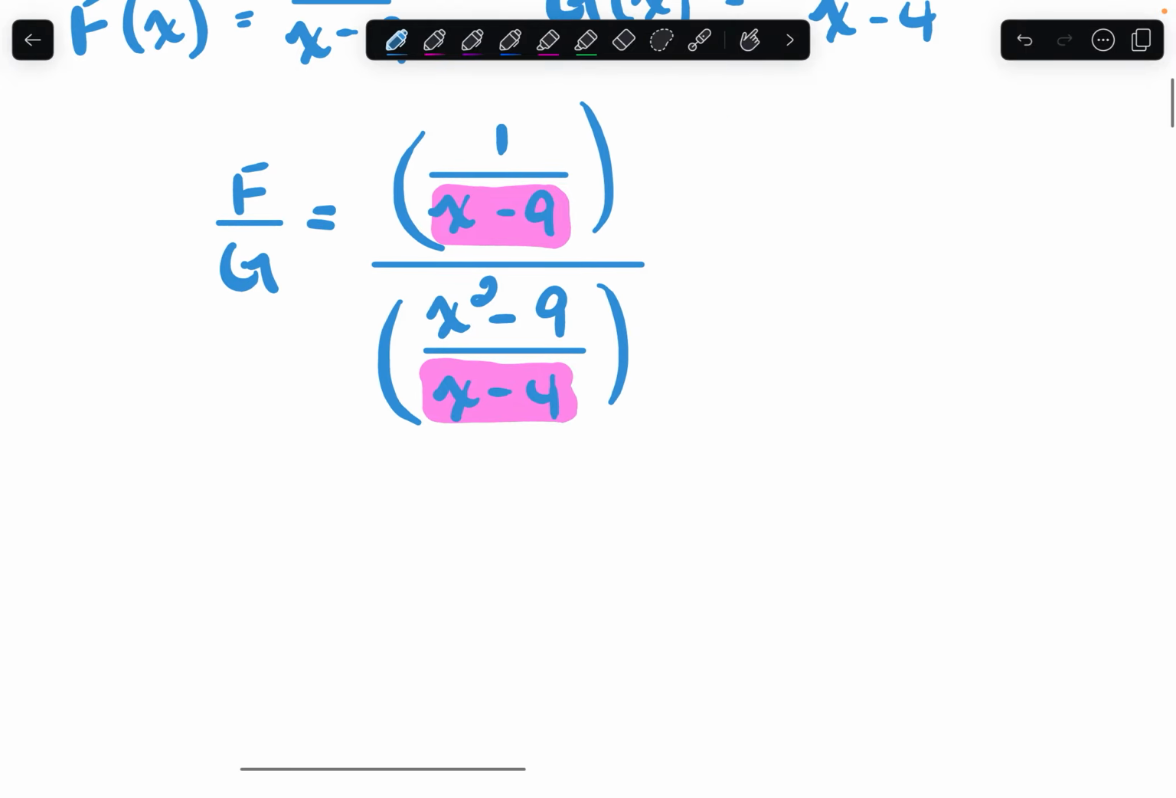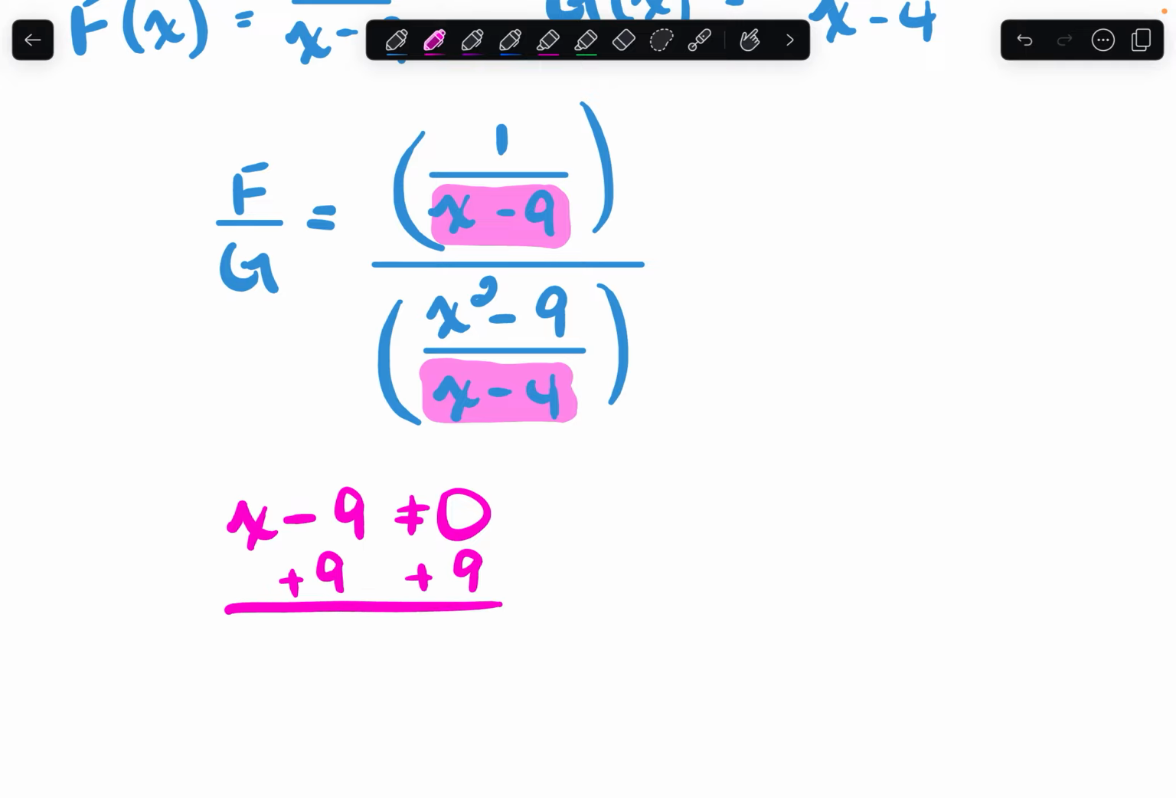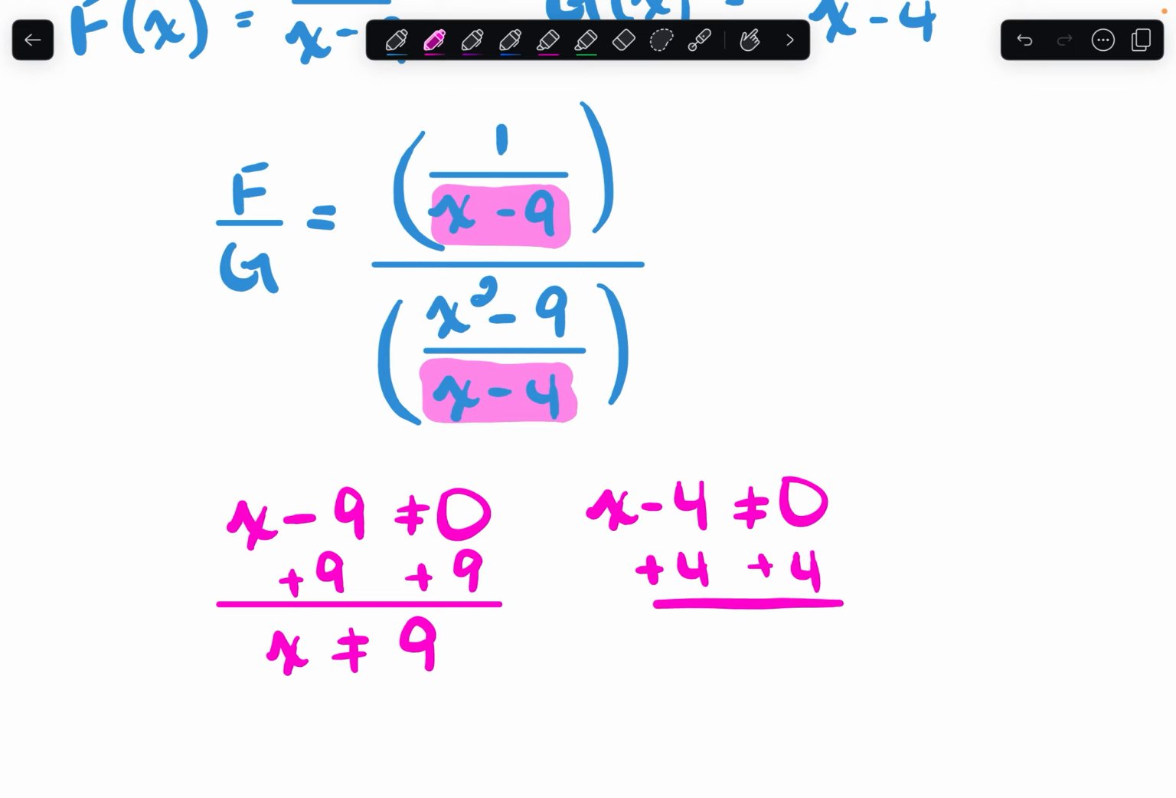So the x minus 9 is not allowed to equal 0 because it is in that baby denominator. So if we add 9 to both sides, we have that x cannot equal 9. That second baby denominator, x minus 4, also cannot equal 0. So if we add 4, we get that x cannot equal 4.